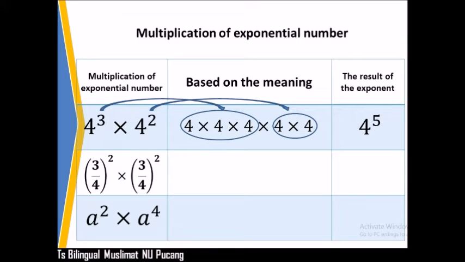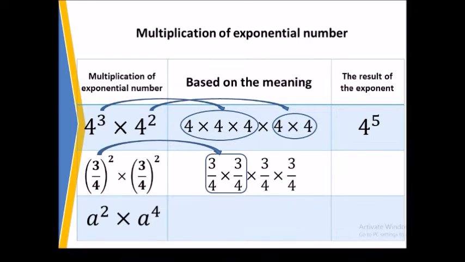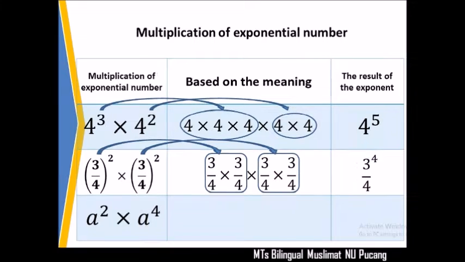Next, multiplication of exponential numbers: (3/4) to the power of 2 times (3/4) to the power of 2. Based on the meaning, 3/4 twice in a multiplication times 3/4 twice in a multiplication. So the result is (3/4) to the power of 4.